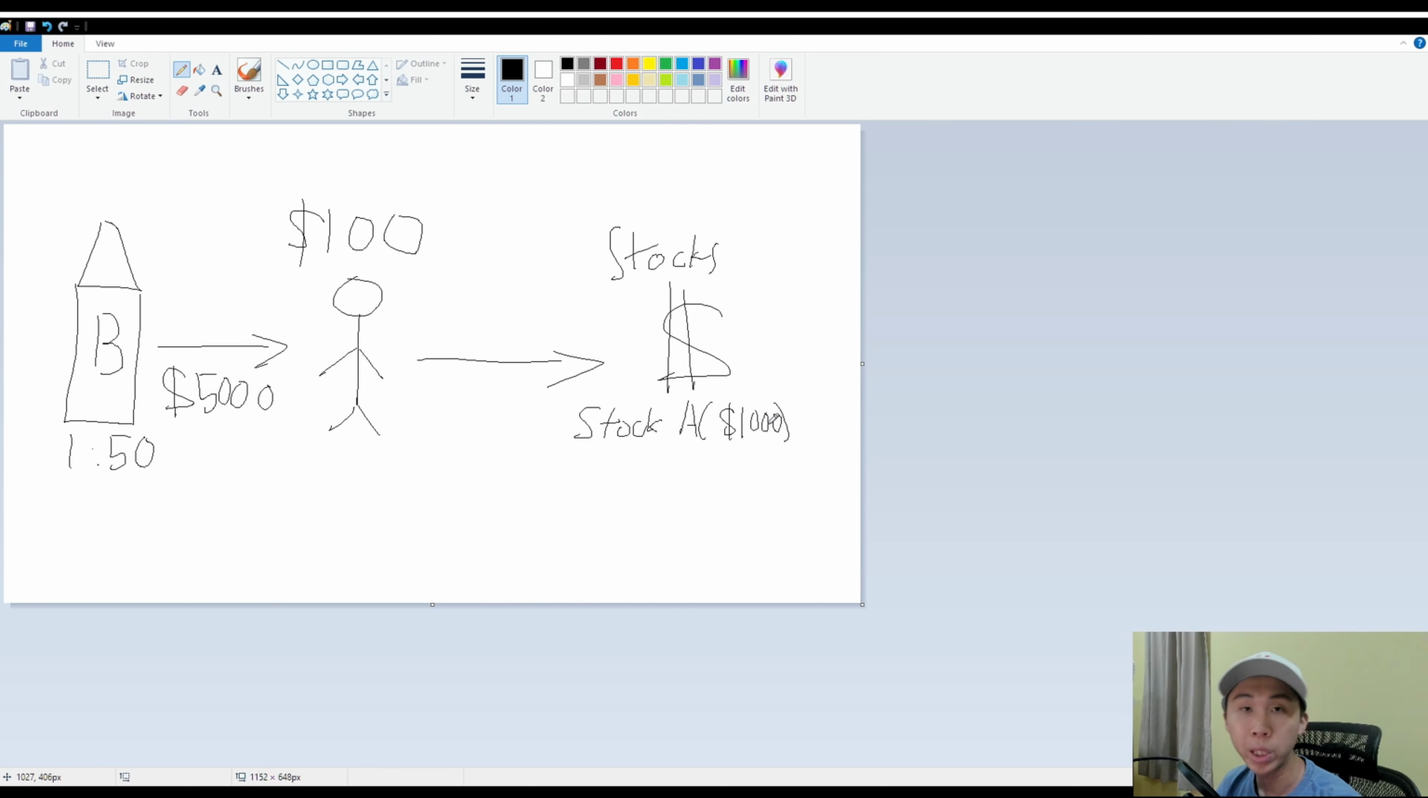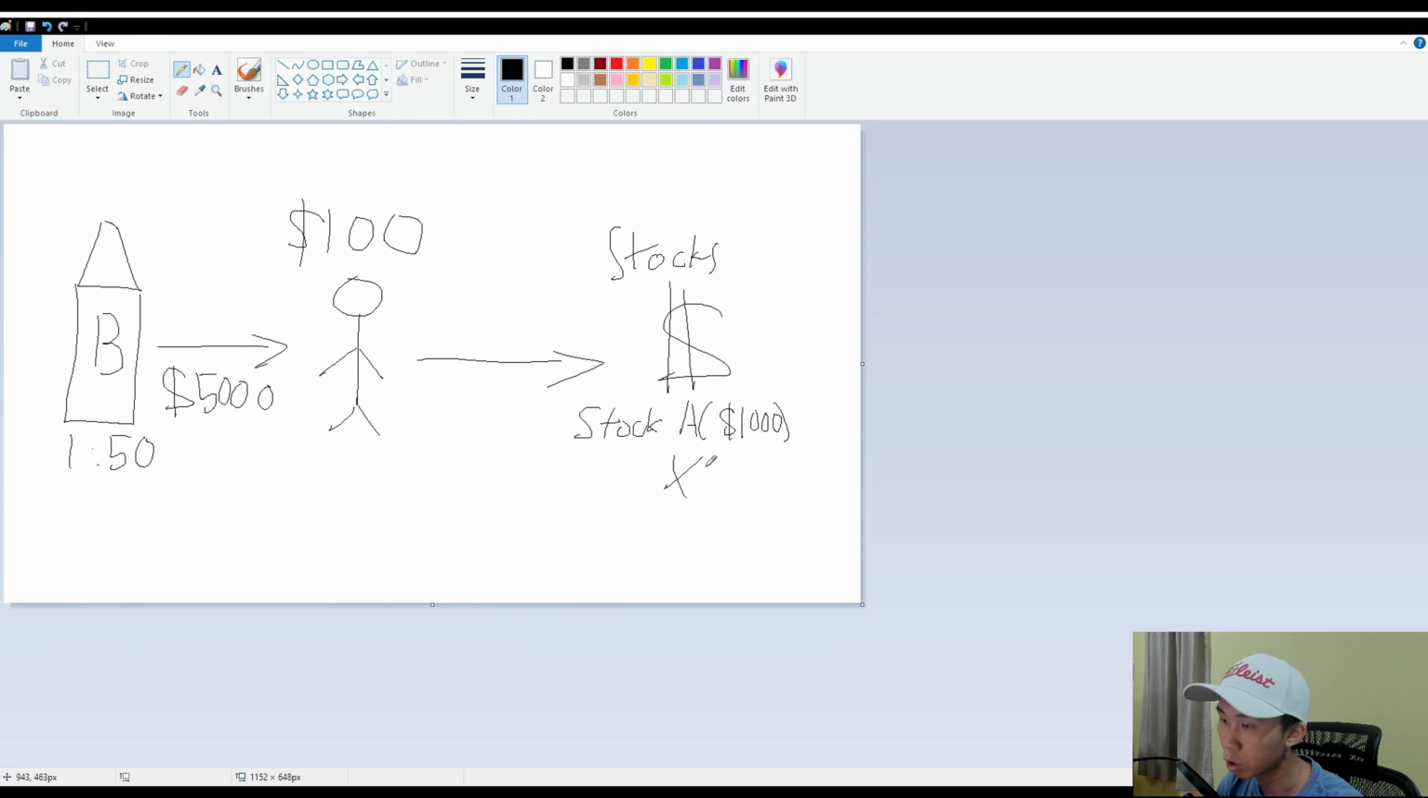But without the help of the broker, you only have $100 in your pocket. That's not enough to purchase stock A. So that is why you need the help of the broker. They will provide you leverage, increasing your capital to 5,000. Now, having that 5,000 buying power, you would have enough money to purchase stock A. And not just one of them. You have the chance of buying 5 of stock A.